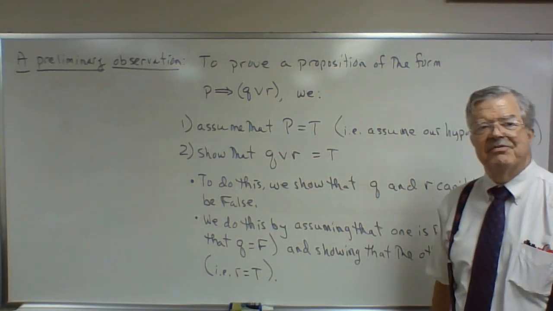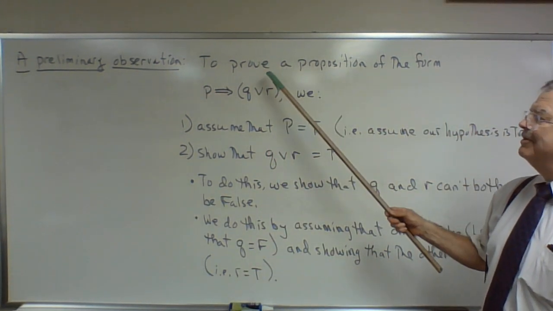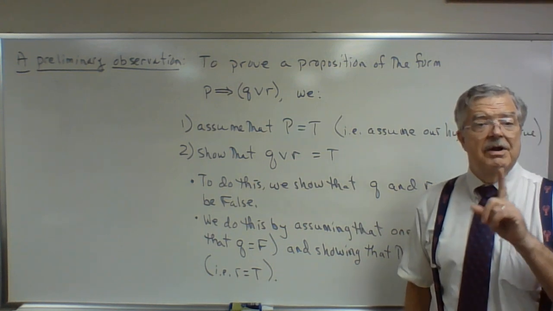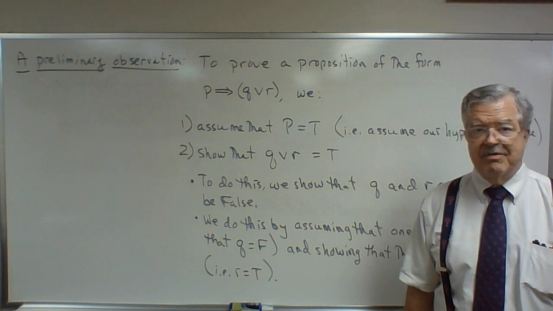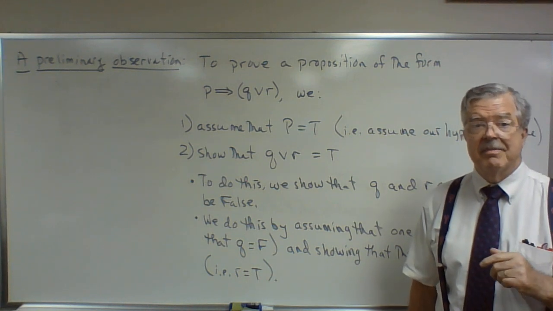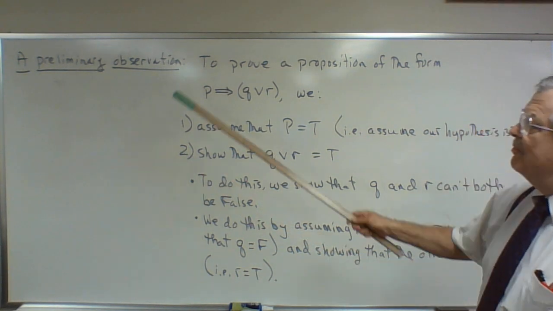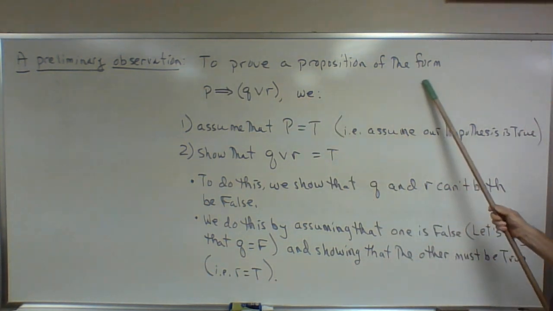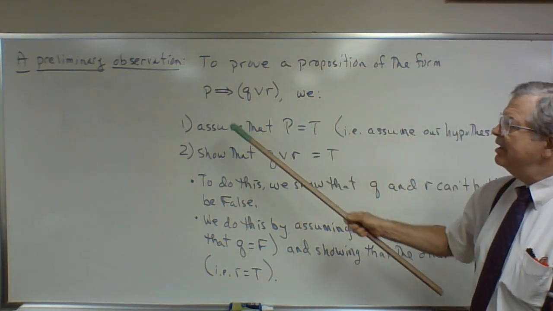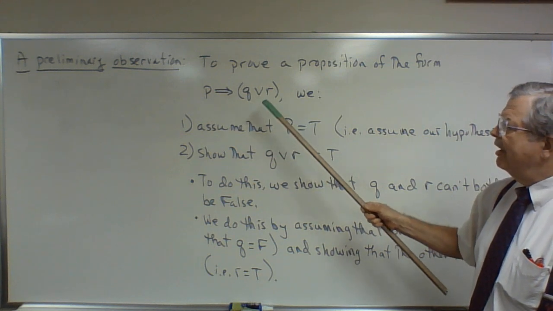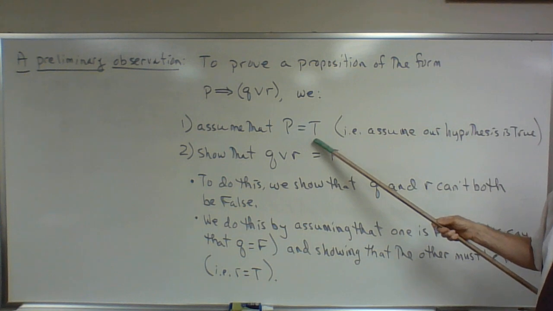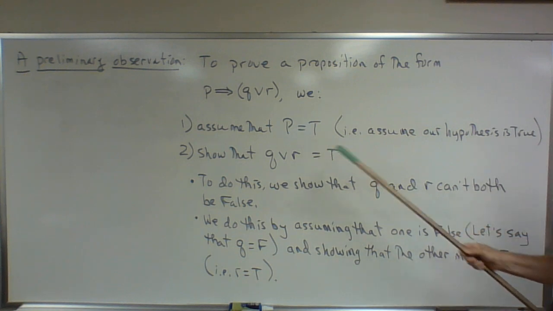How's this? Less than 3 minutes into the lecture and I have to take a detour already. But it's an important one and one that we want to remember for the rest of our lives, and I'm serious about this. A preliminary observation to prove a proposition of the form P implies Q or R. First thing we do, we assume that P, the hypothesis, is true.